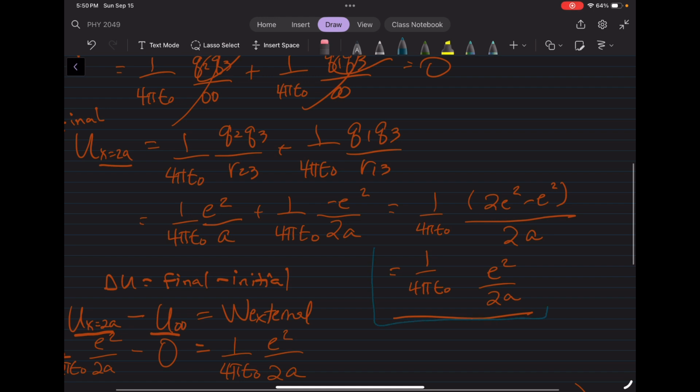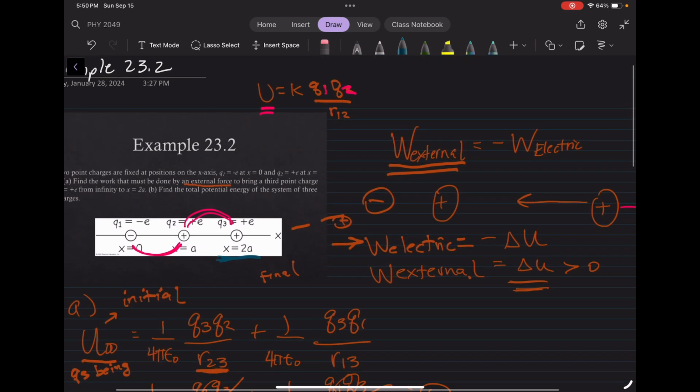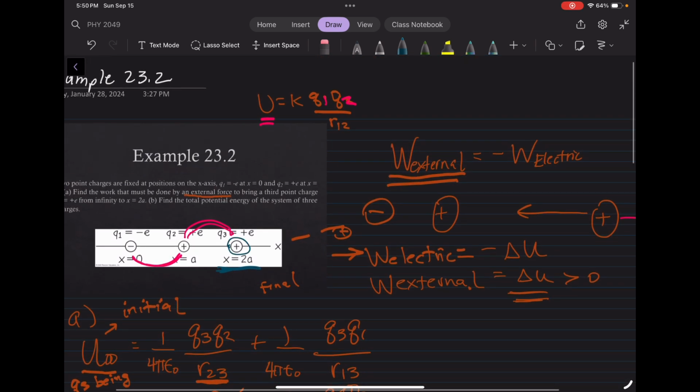So let's think conceptually why the external work would be positive to bring a positive point charge into this system right here. If we're bringing it from infinity to this point, x equals 2a, this positive point charge is going to have to battle against the repulsive force due to the closest particle, the positive charge right there. And then it's going to get a little bit of attractive force coming from the negative charge that's a bit farther away.